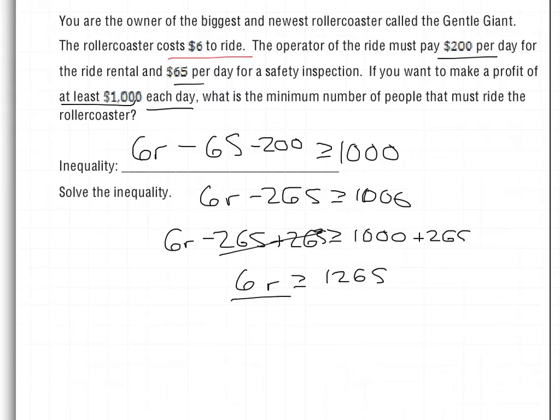Which leads us in this next step to divide both sides by a positive number. And this is going to give me r is greater than or equal to, then we're not going to get quite a perfect number here. And it's going to give us 210 rides and point, I believe it's 8.6, no, it's 8.3 repeating.